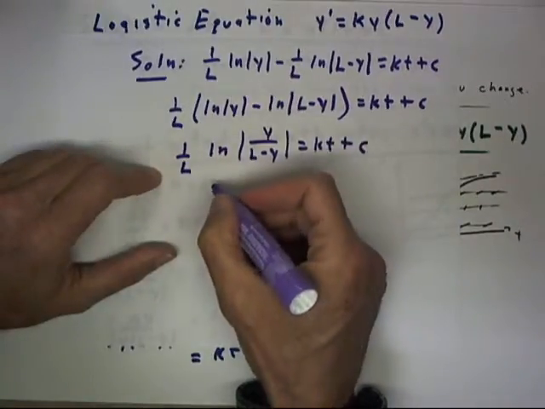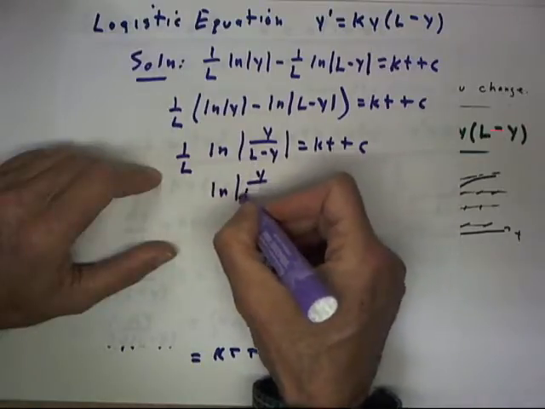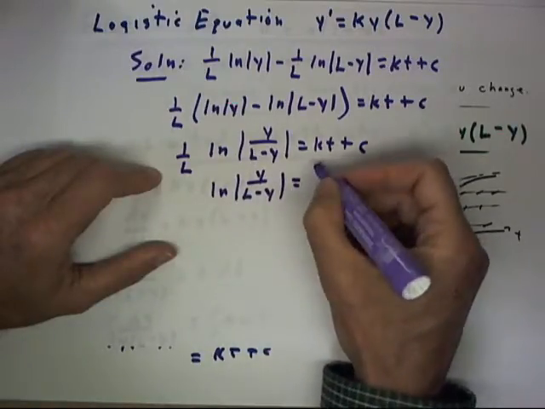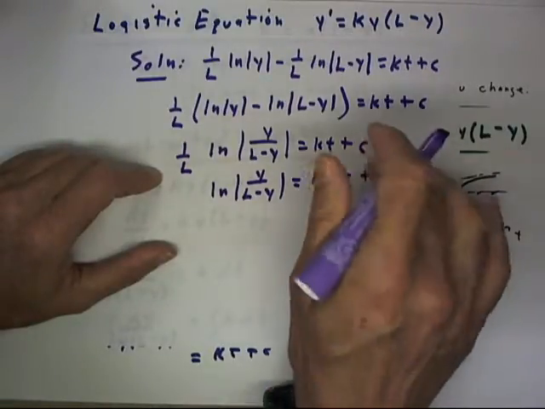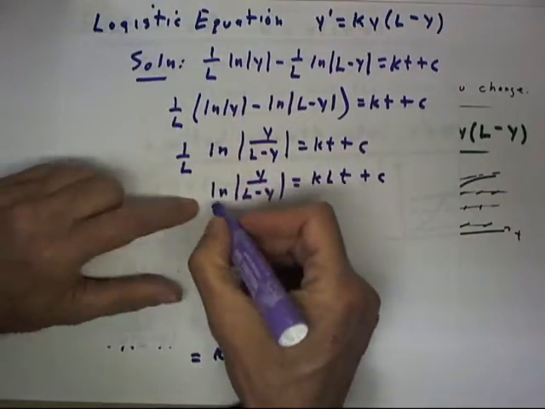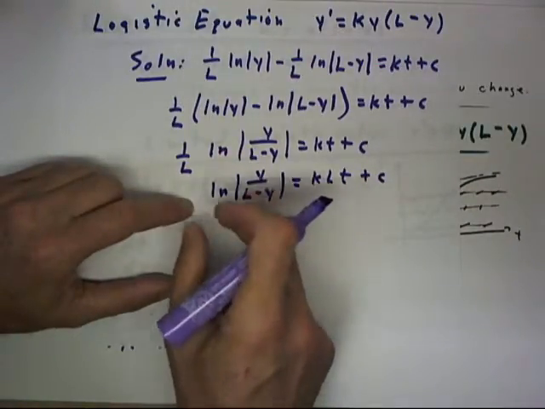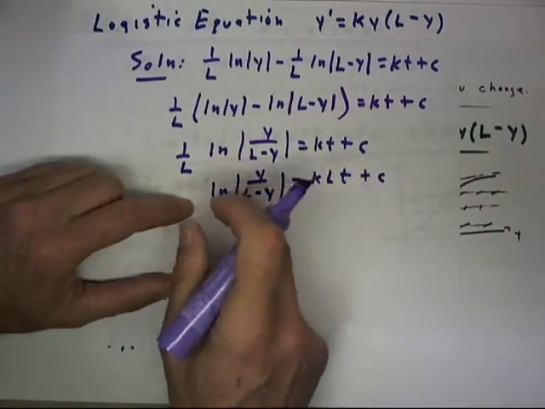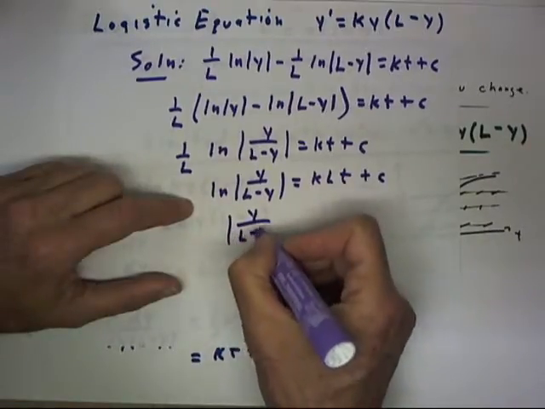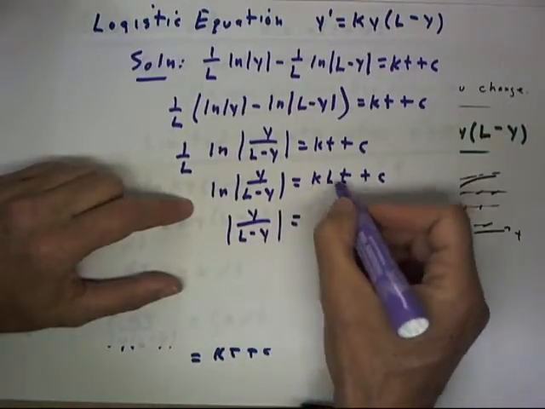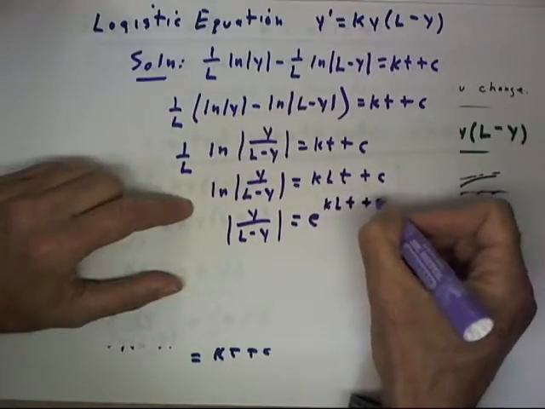We can multiply through by the L. We get the natural log of the absolute value of y over L minus y equals kLt plus c, c absorbing the multiplication by L. And then we take the exponential, raise both sides, e to this power equals e to this power. E to the natural log of something is just that something. And on this side we get e to the kLt plus c.